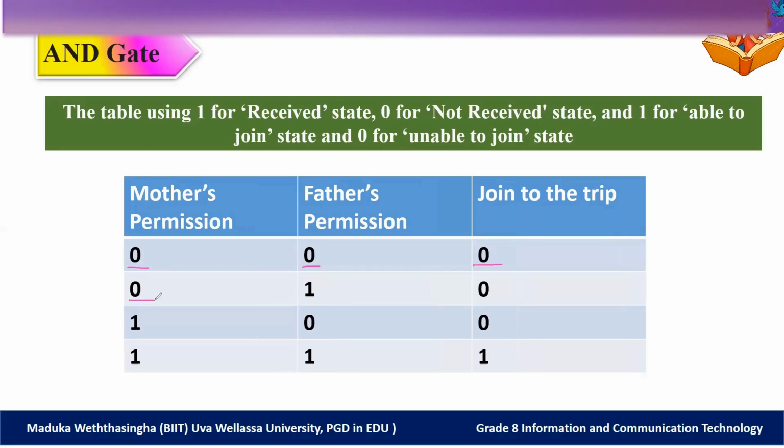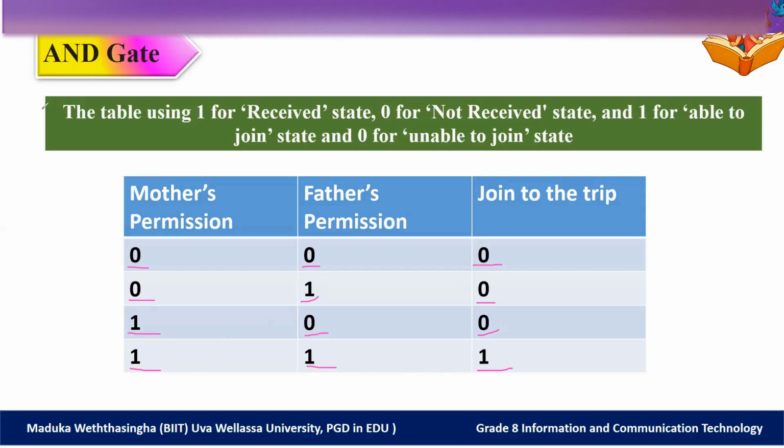Mother does not give the permission. Father gives the permission. But you will not be able to join the trip. Mother gives the permission, but father does not give the permission. You will not be able to join the trip. Mother gives the permission. Father gives the permission. Now you are able to join the trip.